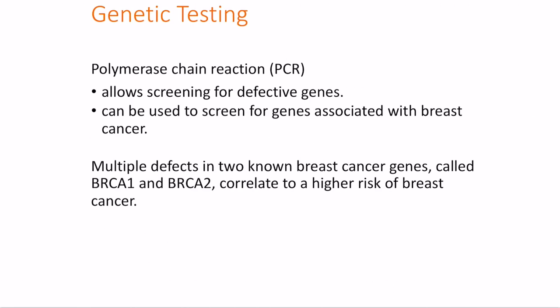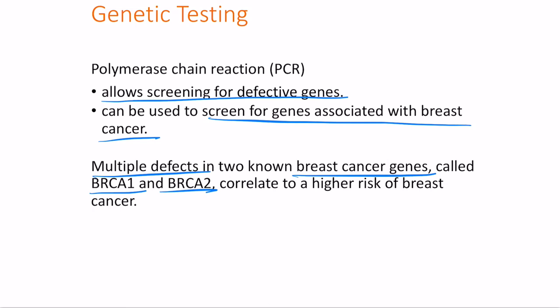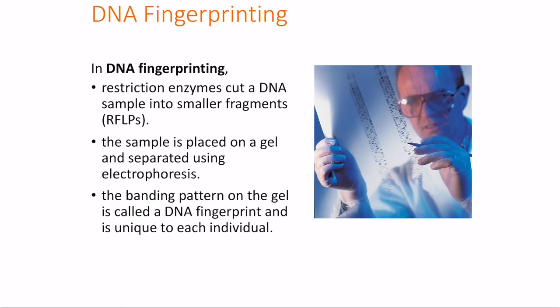And the polymerase chain reaction allows screening for defective enzymes. It can be used to screen for genes associated with breast cancer. Multiple defects in two known breast cancer genes, called BRCA1 and BRCA2, are generally used to correlate to a high risk of breast cancer.